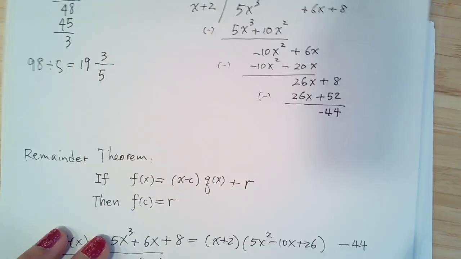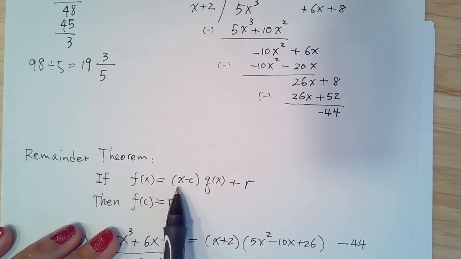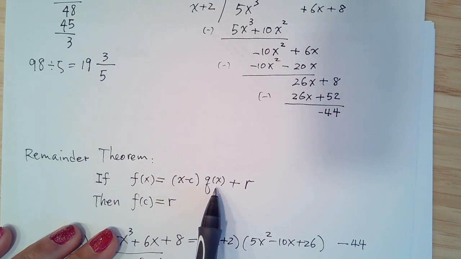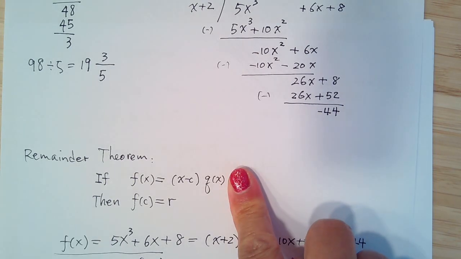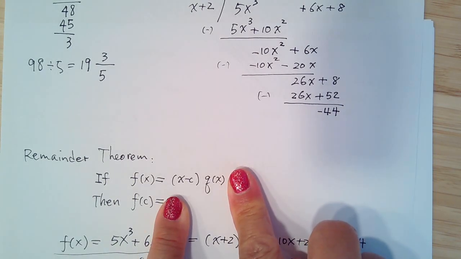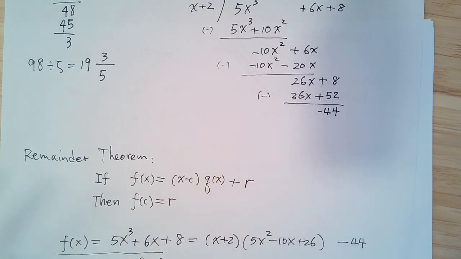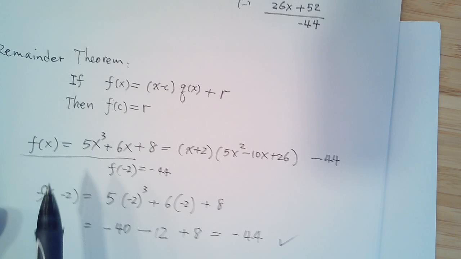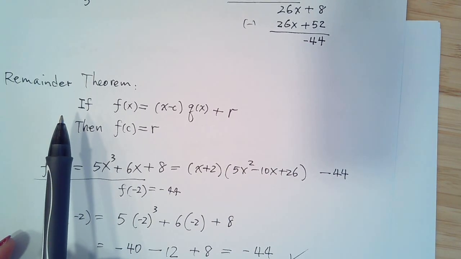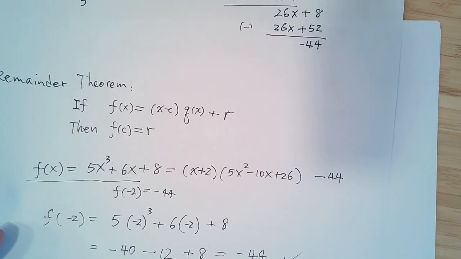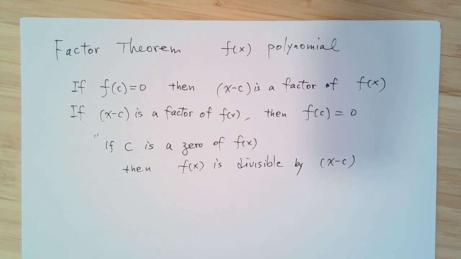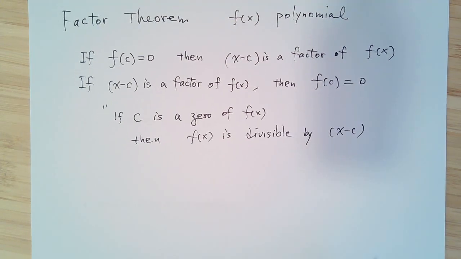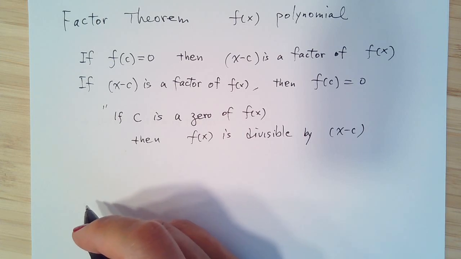And this, if f of x equals x minus c times q, the quotient polynomial, plus r, if r is 0, then here's a 0. That means f of c equals 0. So c is a factor. So this factor theorem is a special case of this remainder theorem. That's the special case, where the remainder is 0. So it sounds complicated, but it's not that hard.